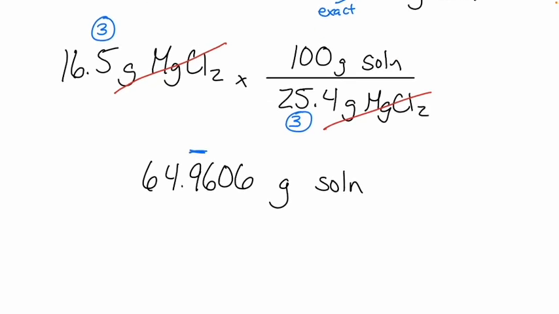So how does this round to 3 sig figs? I got to round that 9 up, right? So this would become 65. And what do I got to do? 0.0, right? When you say rounding to 3 sig figs, that means the number that you give me at the end better have 3 sig figs, right? So 65.0 grams of solution.